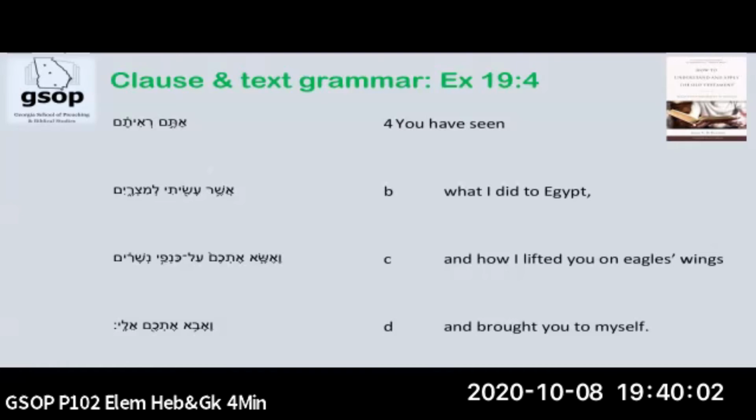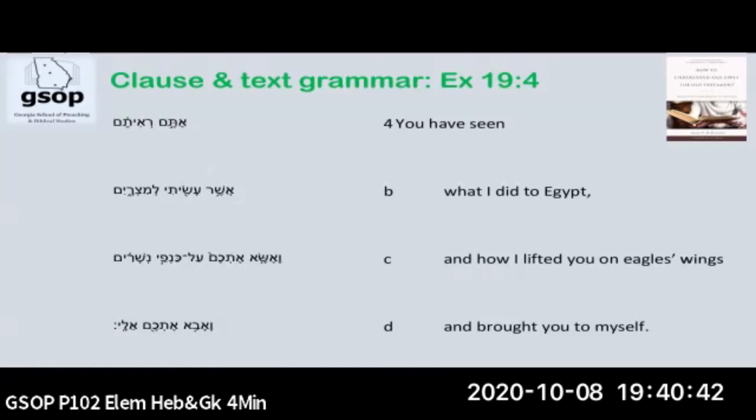What I did to Egypt, those are all subordinate to it. They're modifiers to it in some form. And so you have "what I did to Egypt", so "you have seen" is the main clause. "What I did to Egypt" is a modifier, it's a relative clause. And then for C, "and how I lifted you on eagle's wings." Notice the "and." If you can read the Hebrew, you see the vav in front of the first word there. That's the "and." And so we see these verbal clauses in C and D, "and how I lifted you on eagle's wings and brought you to myself."